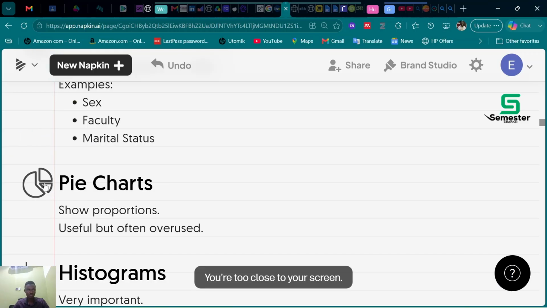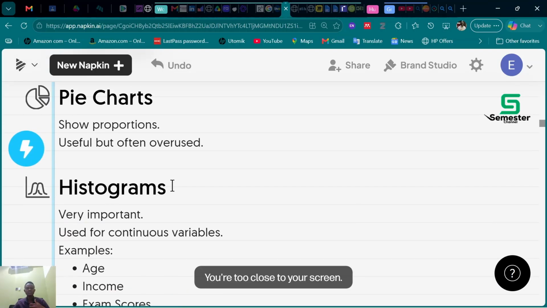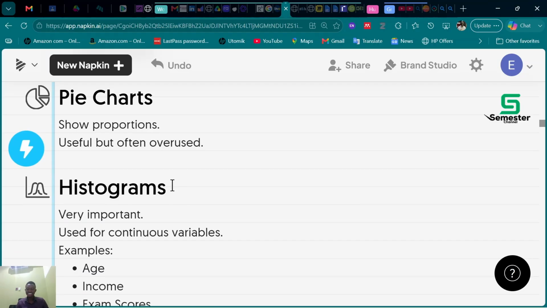As we can see, it's showing proportion of a whole. Now, histograms are very important in determining whether your data is normally distributed or not. Once you run a histogram, it will either taper to the left, or skew to the right, or be normally distributed. So that is one way you can check to see whether your data is normally distributed or not.